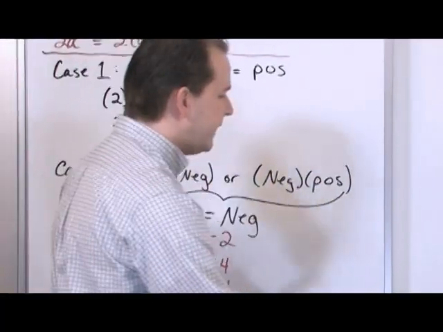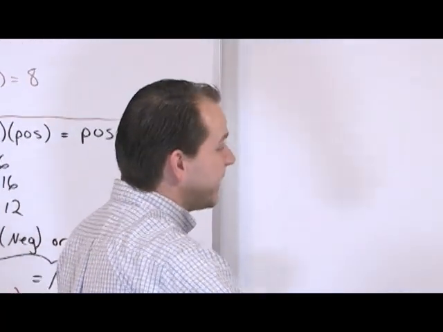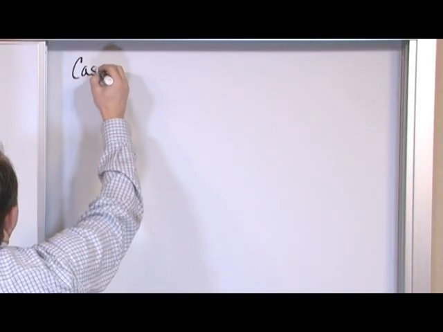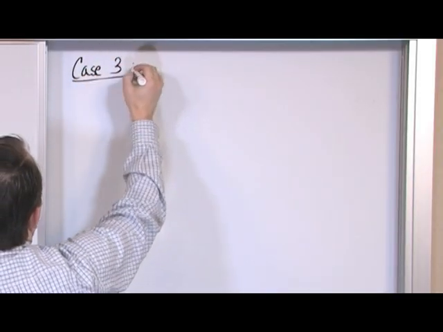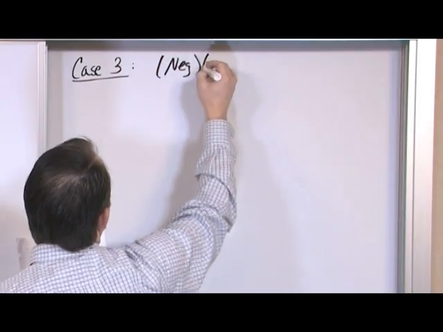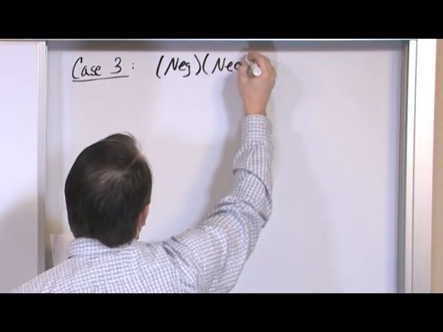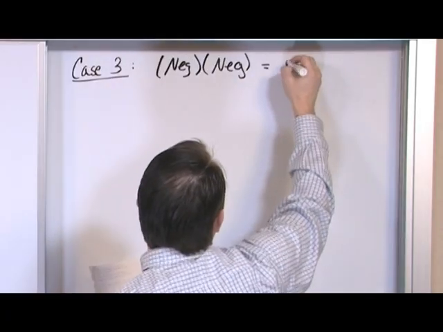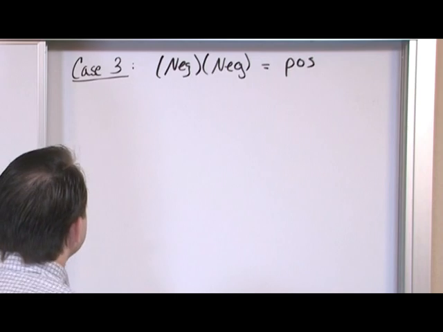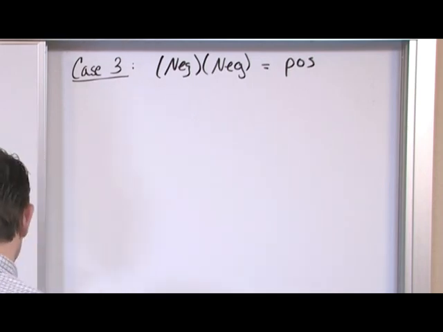Now, if you go and look at the final case, which really is the entire end of this lesson, if you look at case 3, if you have a negative times a negative, the answer is always going to be a positive. Negative times negative is positive. And so that's the final case.